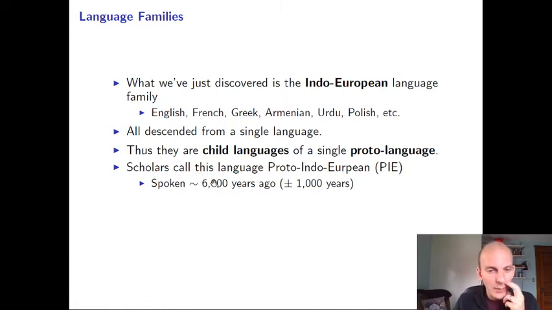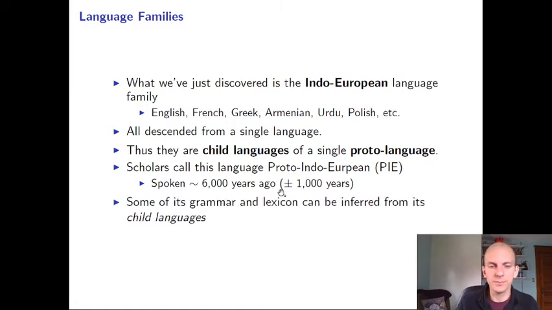Okay, so we have this ancestral language, Proto-Indo-European, that a ton of these modern languages came from. And we posit that this language was a real language. It's not some hypothetical construct. We believe this to be a language, and one that was spoken by humans about 6,000 years ago. Give or take 1,000 years, which is quite a while actually, but roughly 6,000 years ago, people were speaking this Proto-Indo-European language.